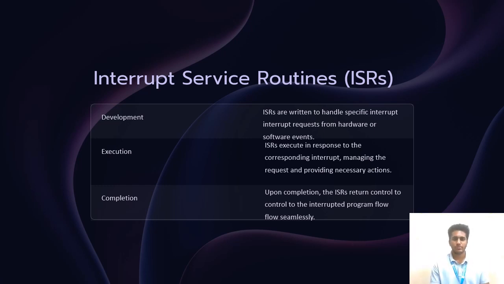Coming to the execution part, interrupt service routines execute in response to the corresponding interrupts. The CPU will be responding to the current interrupt, managing the request as well as providing the necessary information asked for by the particular interrupt, and takes the responsibility to complete the interrupts sent by the peripheral devices which have the highest priority. Upon completion, the interrupt service routine returns control and the program flow resumes seamlessly.